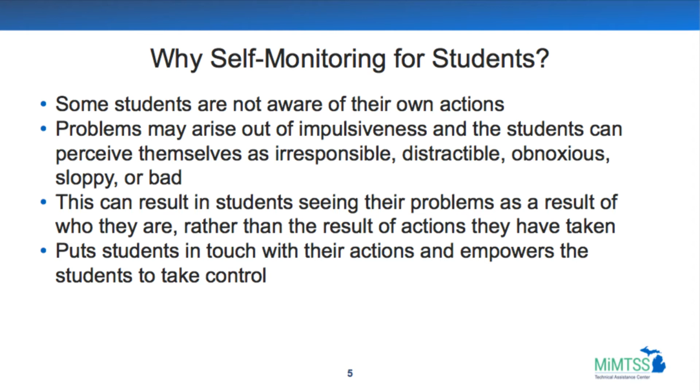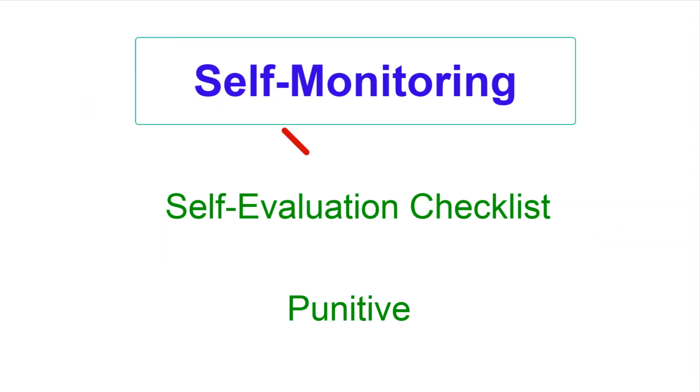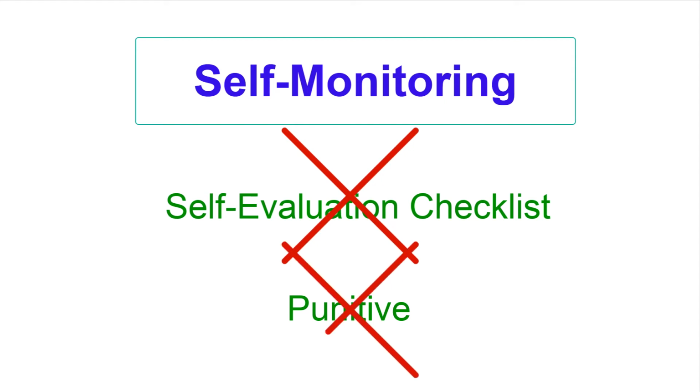Some of these behaviors may arise out of impulsiveness or anxiety, and if they aren't aware of their behaviors and are getting in trouble for them, they may perceive themselves as irresponsible, distractible, or bad. Students may see these problems as a result of who they are rather than the result of actions they have taken. Self-monitoring can be very empowering for students to gain control of their behavior. Self-monitoring is not simply a self-evaluation checklist, and it should definitely not be punitive.